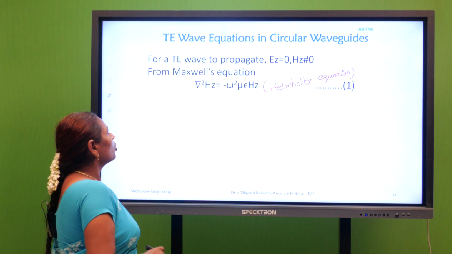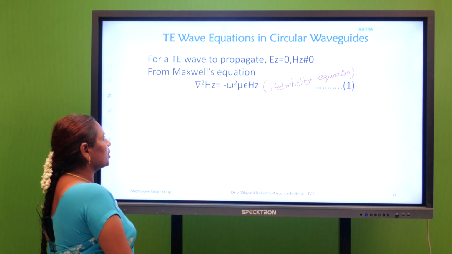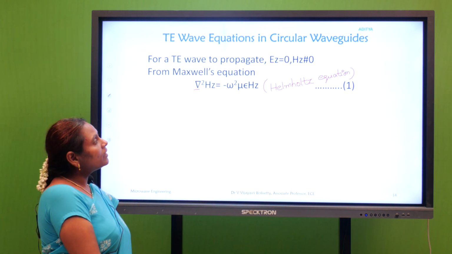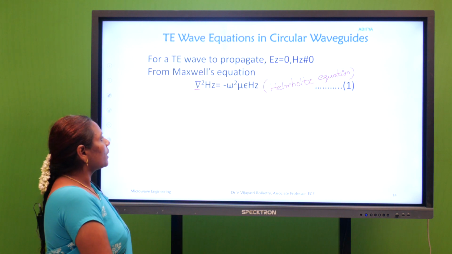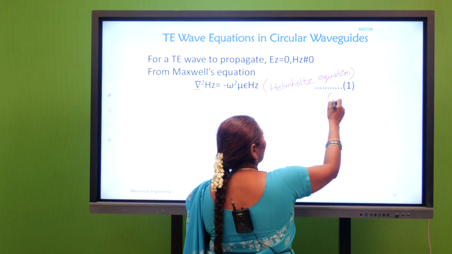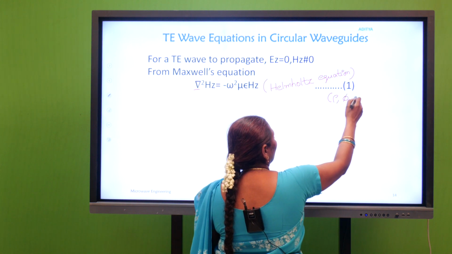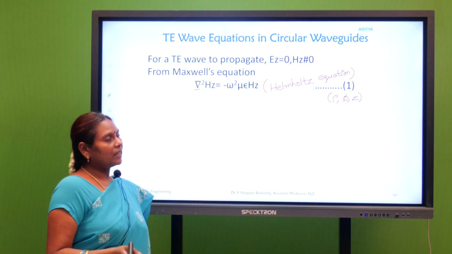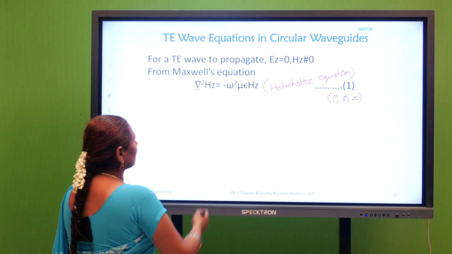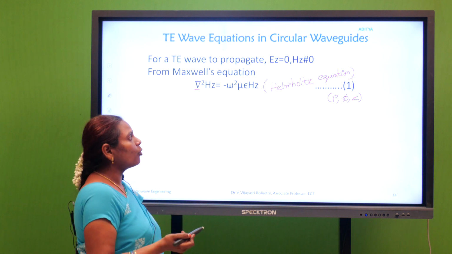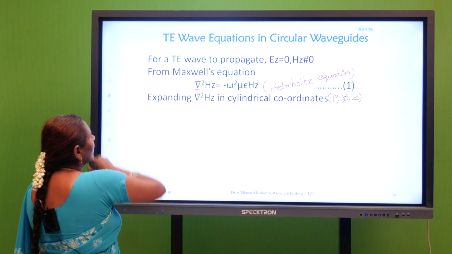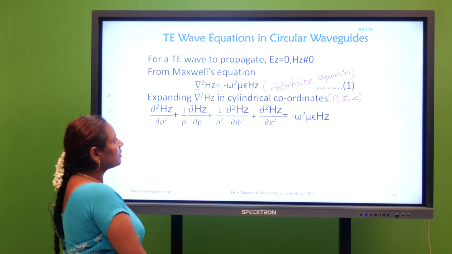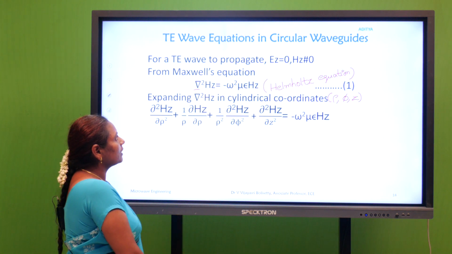Now from this Helmholtz equation, let us expand this del square in the circular coordinate system. What are the parameters in the circular coordinate system? They are rho, phi and z. In the rectangular coordinate system, they are x, y, z. So now let us expand this del square in terms of rho, phi and z. By expanding this del square in cylindrical coordinates, we get the Helmholtz relation like this.